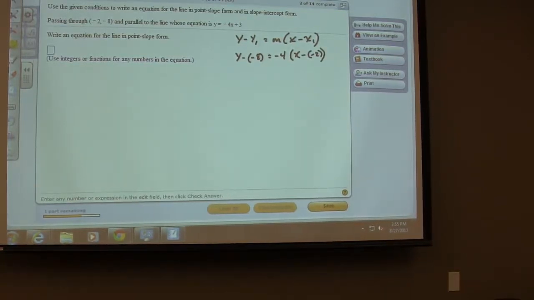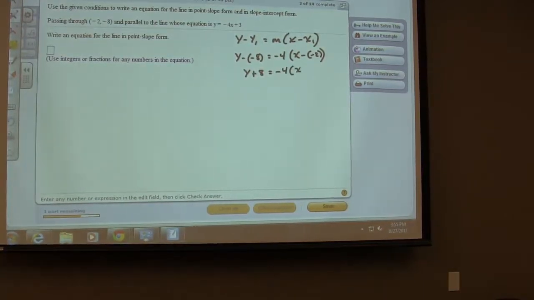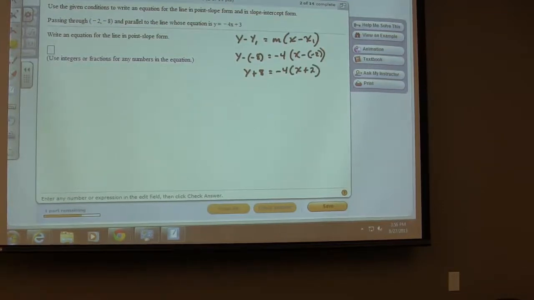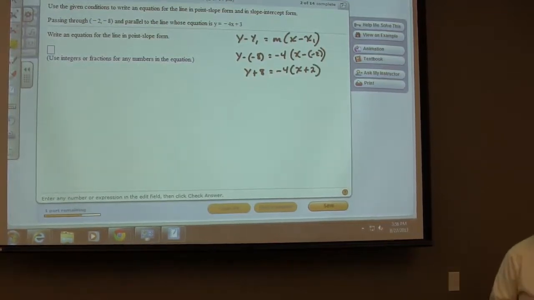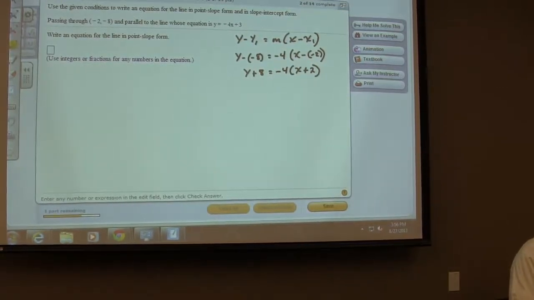But we want to change those negatives because double negatives are positives, so this would be y plus 8 is equal to -4x plus 2. Now we have the point-slope form. We want to solve that.